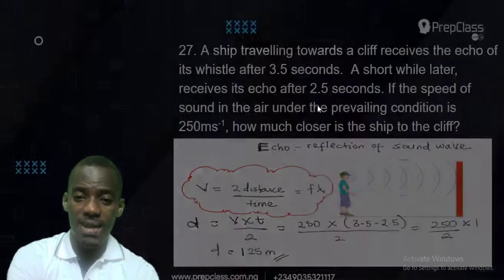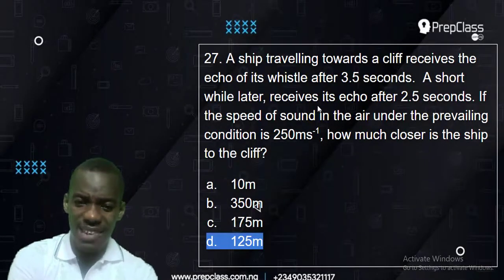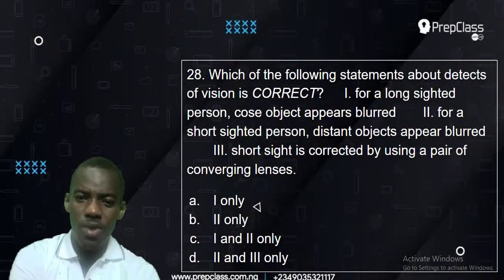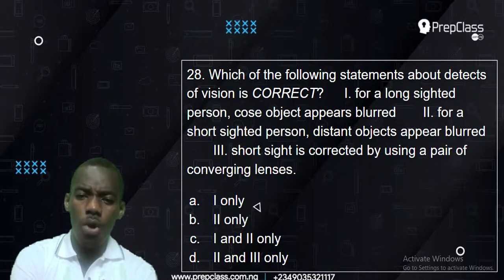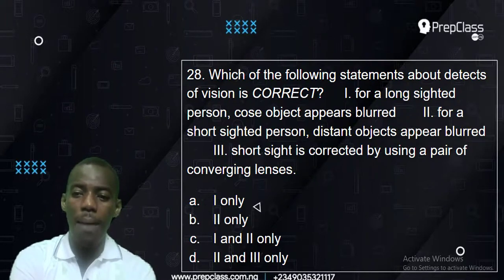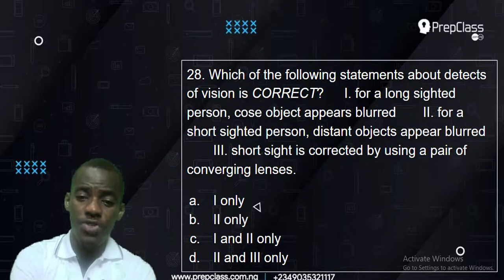Now let's check out number 28, another important one. So the answer is D here for number 27. Now number 28 says, which of the following statements about defects of vision is correct? 1, for a long-sighted person, close objects appear blurred. 2, for a short-sighted person, distant objects appear blurred. 3, short sight is corrected by using a pair of converging lenses. Which one is correct? Now the first one is trying to define long-sightedness.